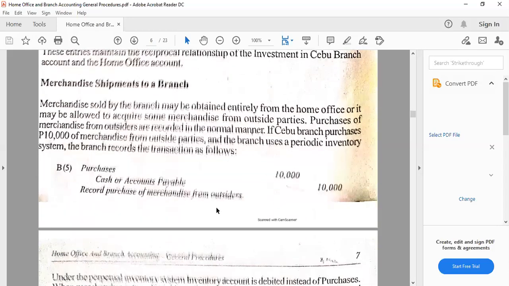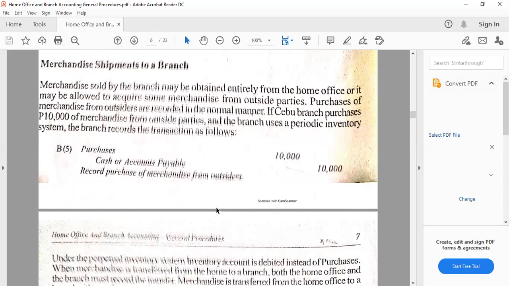Next is merchandise shipments to a branch. If, for example, the branch and or the home office will be making the transaction, let's say, purchase of merchandise from outside parties, remember this would be the entry that is to be made. Just debit purchases and we credit the appropriate accounts, that will be credited cash or accounts payable at 10,000.